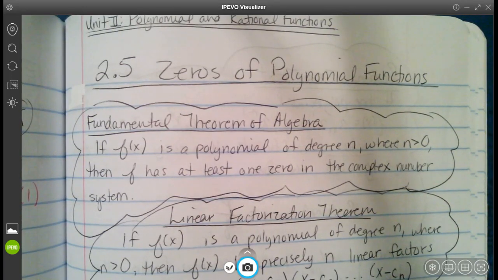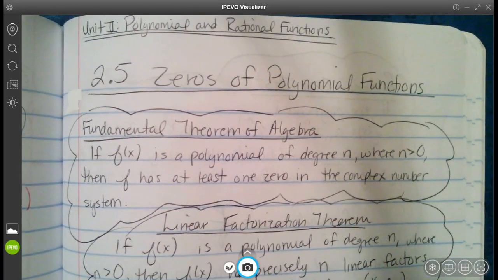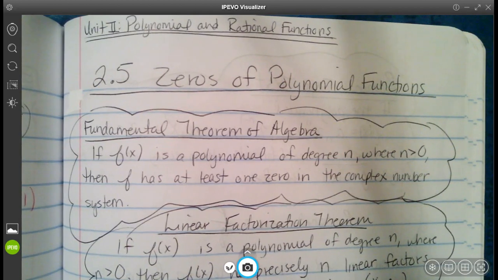In this video, we're going to go ahead and cover section 2.5, zeros of polynomial functions. This is, just to give you a heads up, a pretty long subchapter or subunit, so we might have to divide it up into about 3 videos, okay? Just giving the heads up here. The beginning of this is just some definitions, actually some theorems.